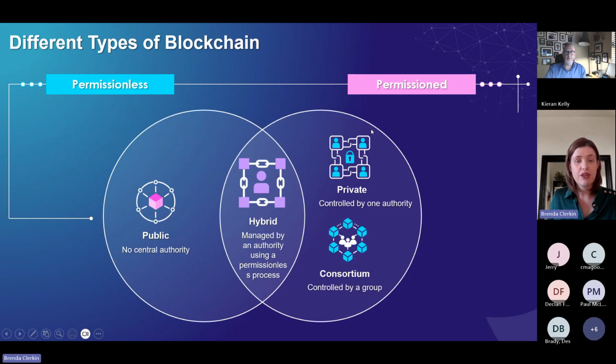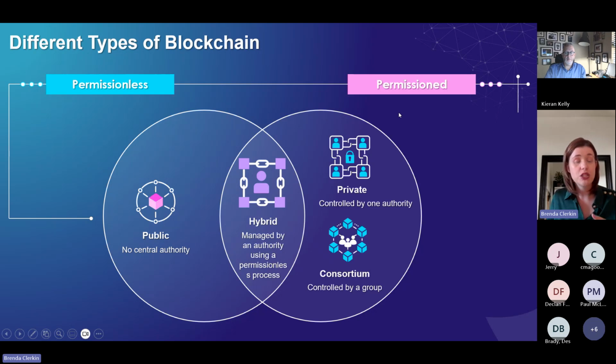Just to highlight very briefly, there are a couple of different types of blockchain. So we have permissionless and permissioned. A permissionless blockchain, or it can also be referred to as a public blockchain, is one where you don't need to be invited onto it. So for anyone who, for example, trades in any of the cryptocurrencies, they would be on a public blockchain. So you don't have to have a special invitation to join.